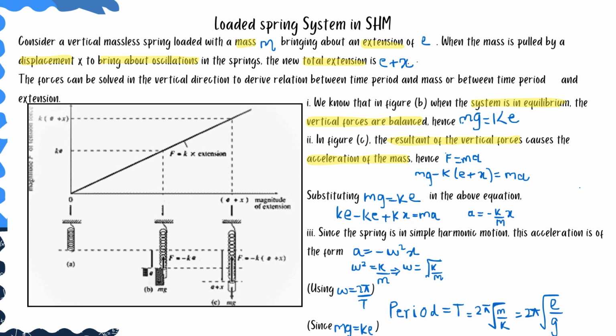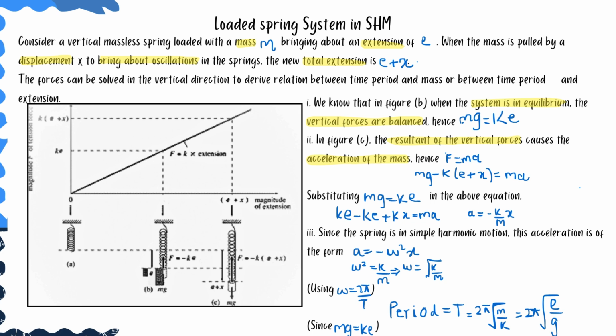As you can see in the diagram, when the system is in equilibrium, the vertical forces are balanced and hence we can say the weight is equal to ke. You can see this in figure B on the left. In the next figure, figure C, you can see that the resultant of the vertical forces causes the acceleration of the mass. As we know, F is equal to ma. If we substitute the values of F, which are the forces acting on the spring, we get mg minus k multiplied by (E plus x) is equal to ma.